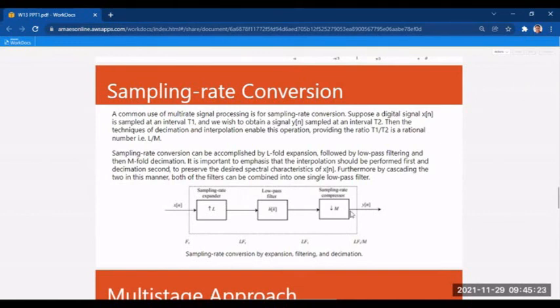So let's discuss the block diagram of our sampling rate conversion. From our signal x of n, we interpolate the signal first, multiplying it by a factor of L, or L-fold expansion, then we subject it to a low-pass filter, and then we apply M-fold decimation. So why should it be in this order? Why should we expand or interpolate first, then filter, then M-fold decimation? Remember the block diagram of interpolation.